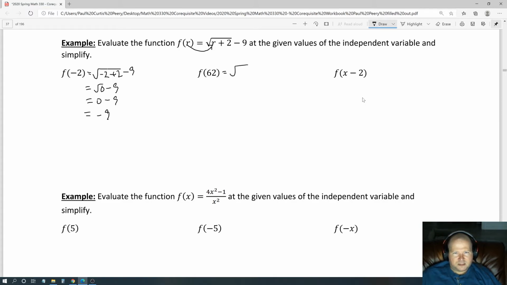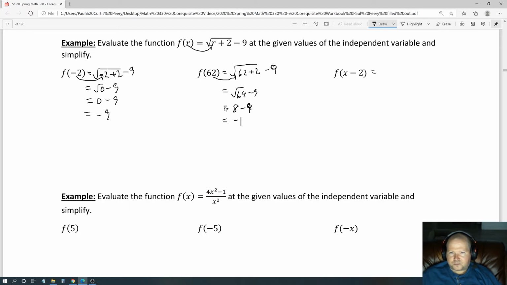We go on to the next one, square root of, and that's where we put the negative 2 there. Here in this case, we're going to put the 62 plus 2 minus 9. 62 plus 2 is 64, minus 9. Square root of 64 is 8, minus 9. 8 minus 9 is negative 1.